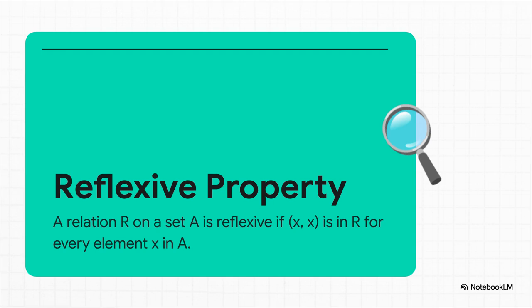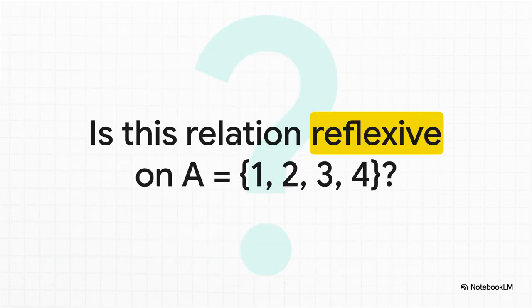For the whole thing to pass the test, the pair (x, x) has to be in our relation for every single element, no exceptions allowed. So, I've got a challenge for you.